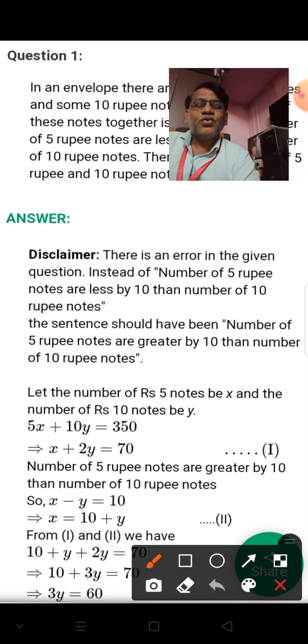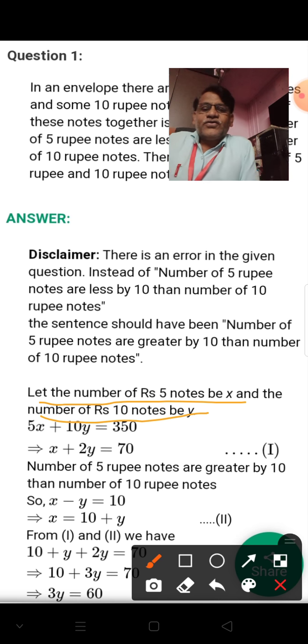See, you have to form the linear equation in two variables. So first you consider the 5 rupees notes as x and the 10 rupees notes as y. So according to the question, 5x plus 10y is equal to 350. It means the 5 rupees notes are x, then the amount is 5x, and the 10 rupees notes are y, then the amount is 10y. So the total amount is 350. So this is equation number 1.